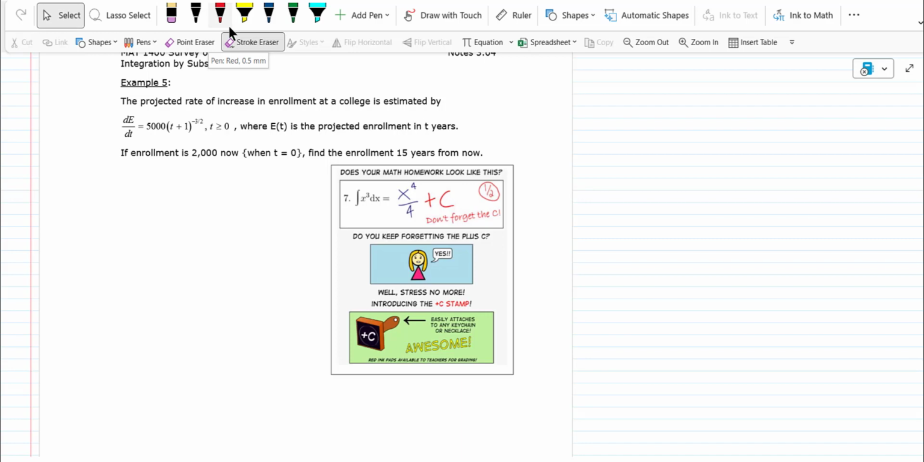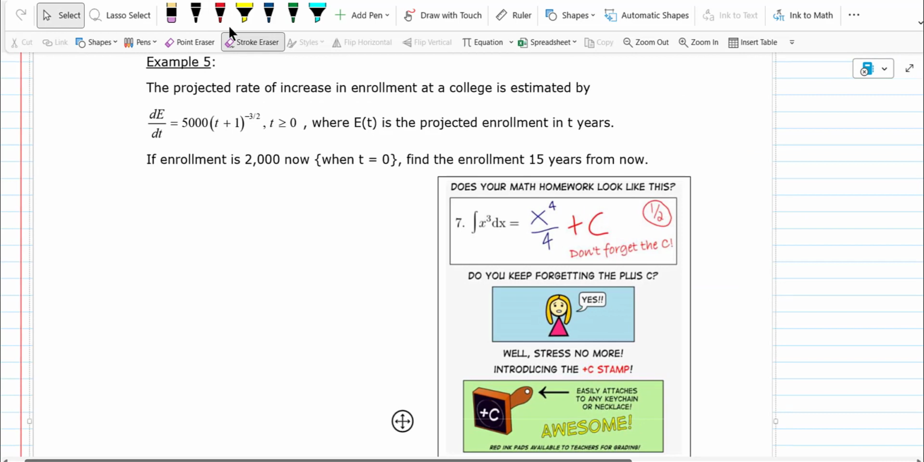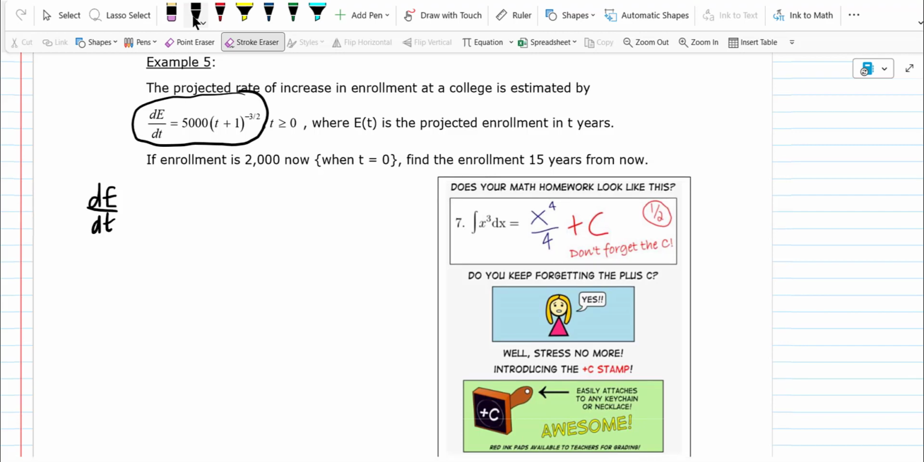Okay, hopefully. So in this particular problem right here, this is enrollment. Now this is a rate of change of enrollment, and it's a differential equation because it has dE over dt, so it has a derivative. Go ahead and just write that down to begin with. And then the first thing you want to do is get this set up.